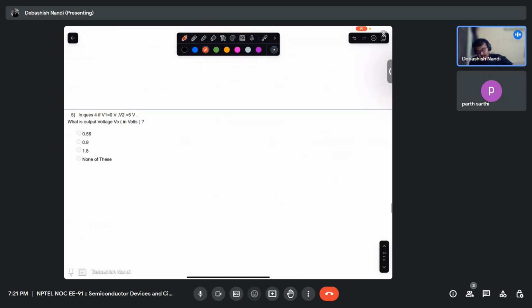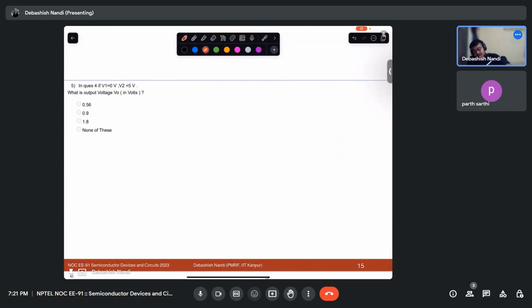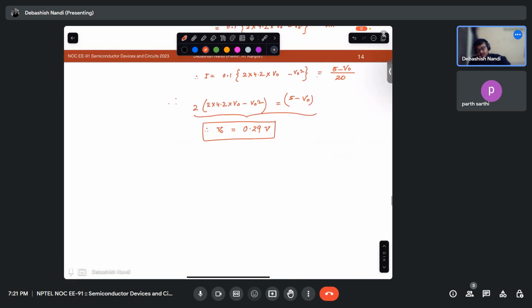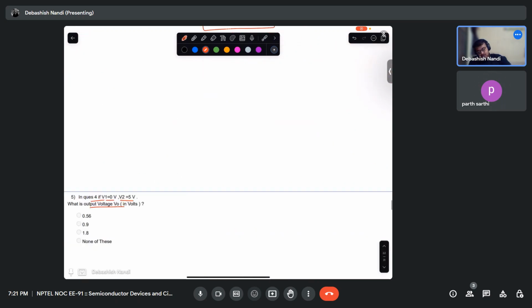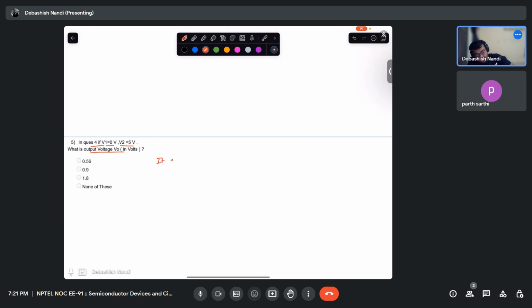So moving on to the last problem of today's session. In question 4, if V1 is 0 and V2 is 0.5, what will be the output voltage? That means if these two transistors are interchanged, it doesn't matter, right? Because it is a parallel combination. So the output voltage will remain the same. It does not matter. V0 will remain 0.29 volt. Okay. So that is how you are going to solve the problems.